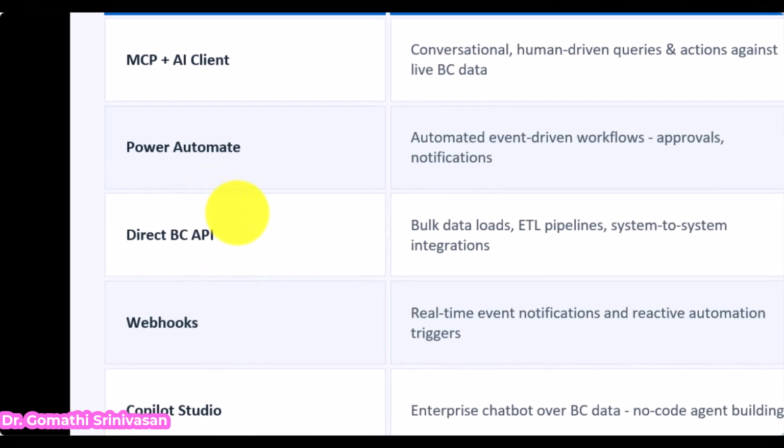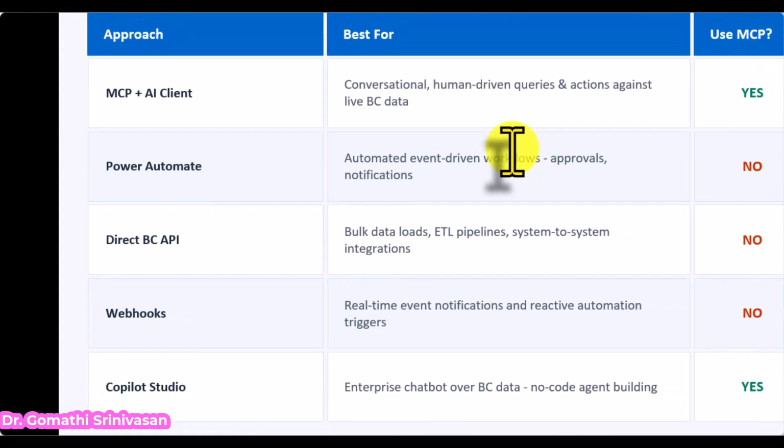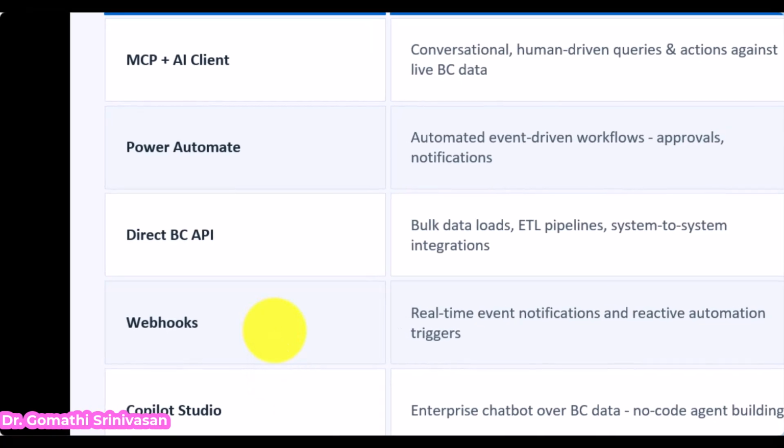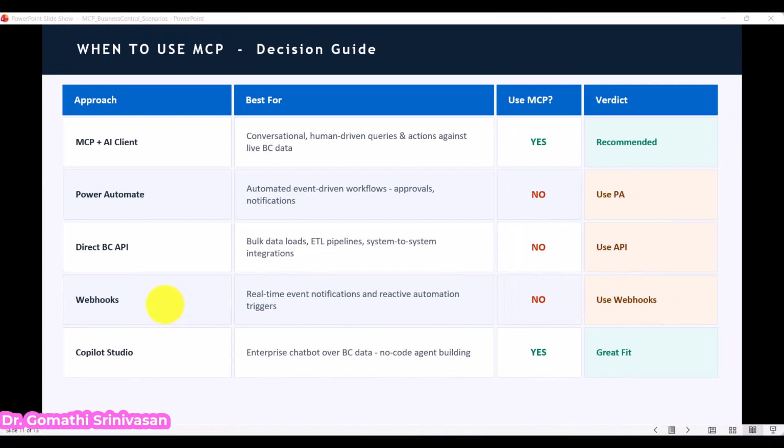Next, let's talk about the direct BC API. Direct Business Central APIs are better for bulk data loads, ETL pipelines, and system-to-system integration, where you are moving large volumes of data programmatically without a human in the loop. And then the next one is webhooks. Webhooks are better for real-time event notification, when you need Business Central to push data to another system the moment something changes.